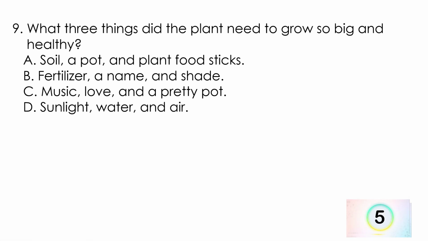9. What three things did the plant need to grow so big and healthy? A. Soil, a pot, and plant food sticks. B. Fertilizer, a name, and shade. C. Music, love, and a pretty pot. D. Sunlight, water, and air. Answer is letter D. Sunlight, water, and air.